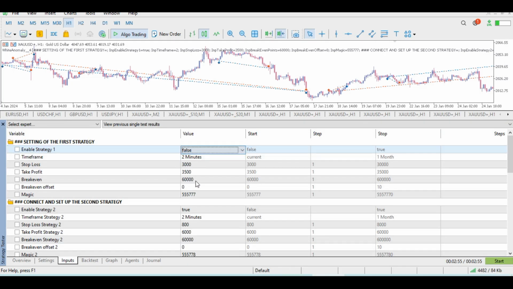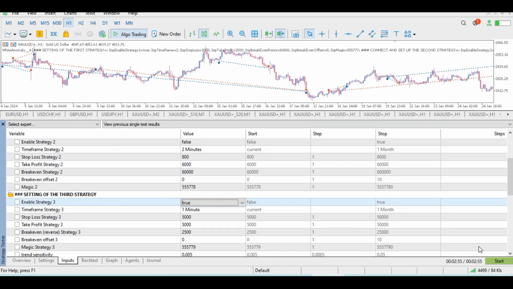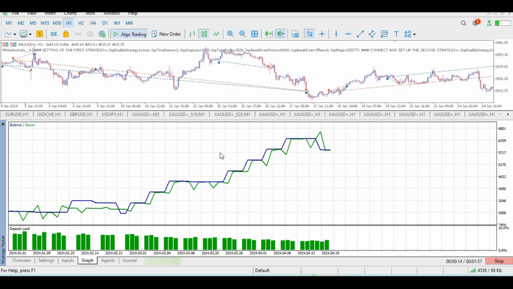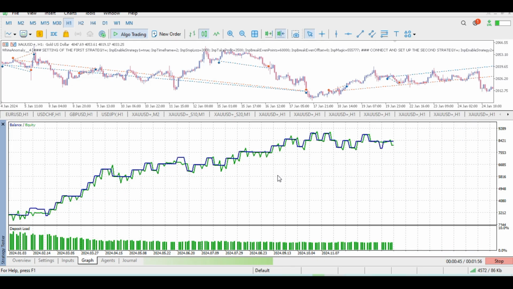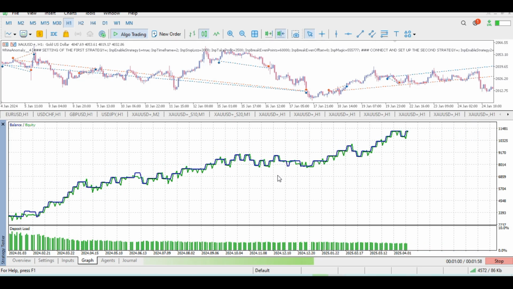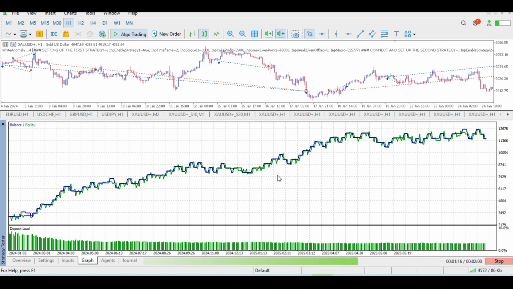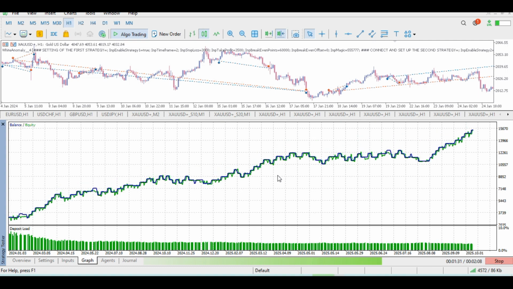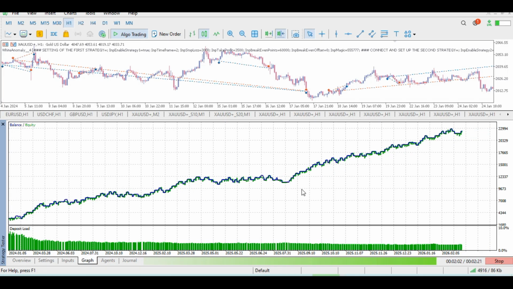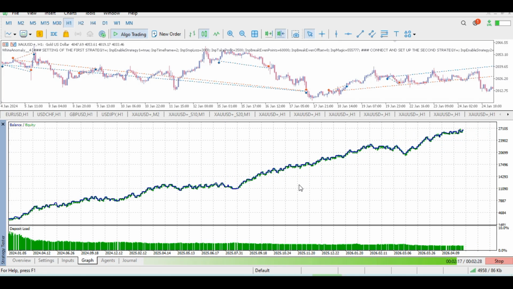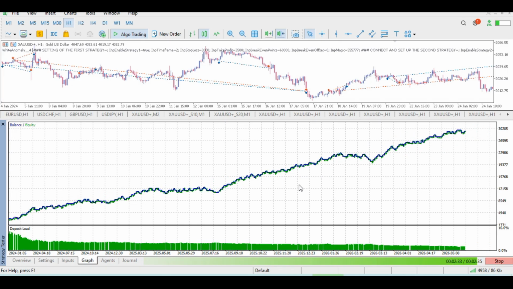Now let's test the third strategy on its own. This is the one that hedges the first two. But first, let's see how it performs by itself. Honestly, the third strategy is my personal favorite, even though the results are far better when all three run together. Here are the results for the third strategy alone. It delivers roughly the same profit as the first two strategies combined.